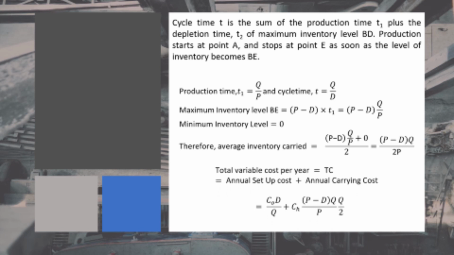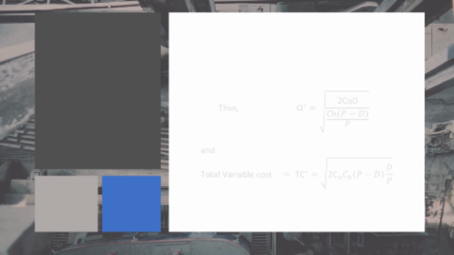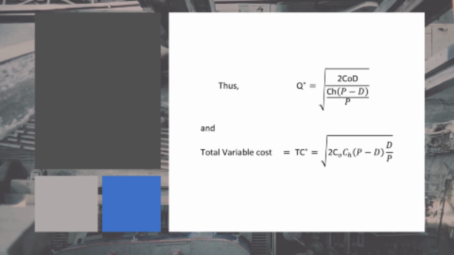Maximum inventory can be calculated by the formula (P minus D) multiplied by T1, which is (P minus D) into Q upon P. The minimum inventory we assume to be 0. Therefore, the average inventory carried is given by the formula (P minus D) multiplied by Q upon 2P. With the help of this formula, you can also calculate the total inventory related cost. Finally, the economic order quantity can be calculated by substituting all those values which have been discussed. So the total variable cost or total inventory related cost will be TC star.